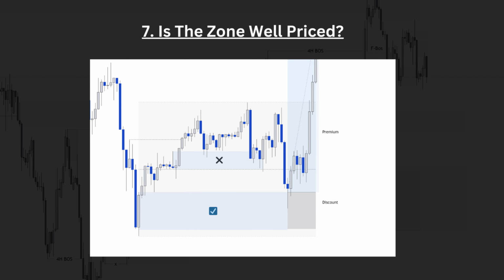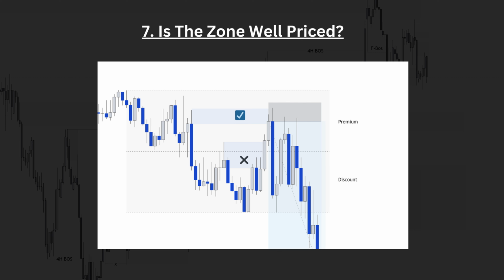Number 7 is, is the zone well priced? Generally, the highest probability demand zones will be buying in discounted, cheap areas of pricing, and vice versa with supply. Generally, supply will be selling in expensive premium areas of pricing, where the discount is in the bottom 50% of the range and the premium is in the top 50% of that range. This also improves your risk to reward because we want to buy low and we want to sell high.